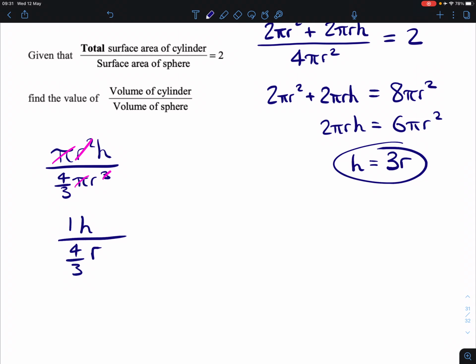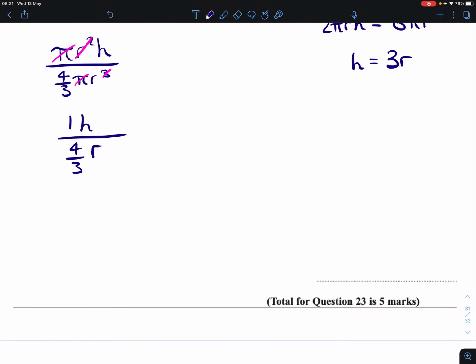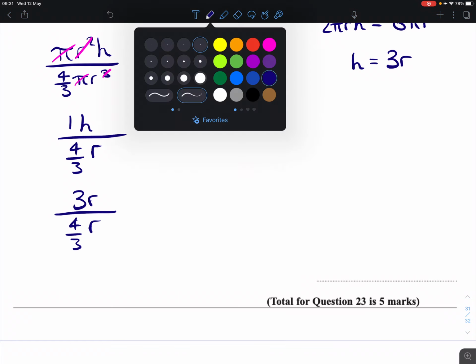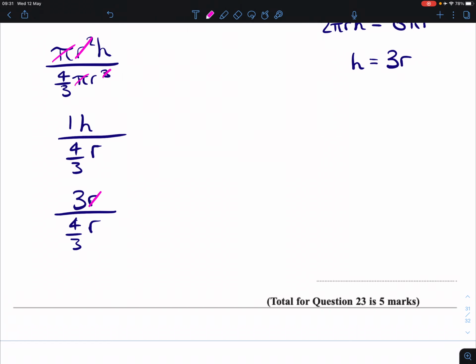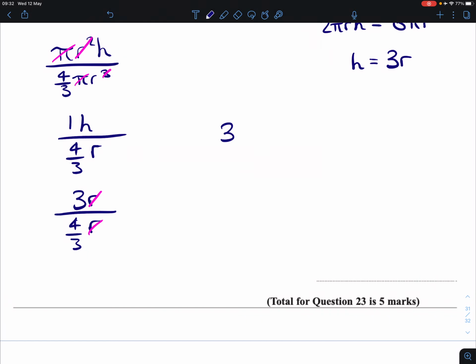That's where this then comes in. H is 3r means that we can put 3r into h, which suddenly makes it so that the last letters can cancel. So those r's, top and bottom, we can cancel. And then it all boils down to a 3 divided by a 4/3.